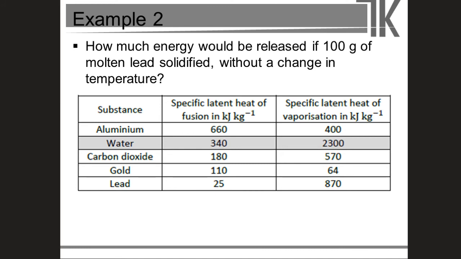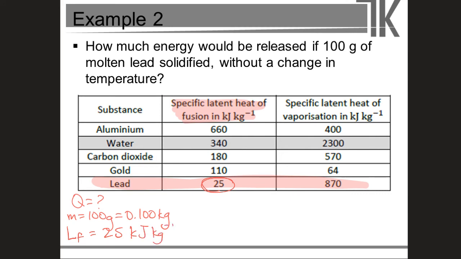So how much energy, again asking about energy, would be released if 100 grams, need to convert that into kilograms, of molten lead solidified. So we're talking about liquid to solid. So we're talking about fusion again, without a change in temperature. So this is the one that we want. We want the specific latent heat of fusion, which is 25 kilojoules per kilogram.